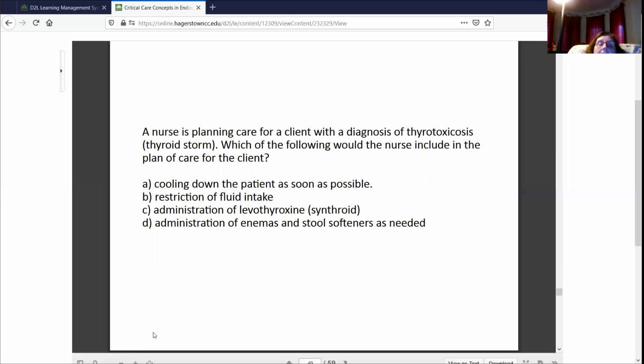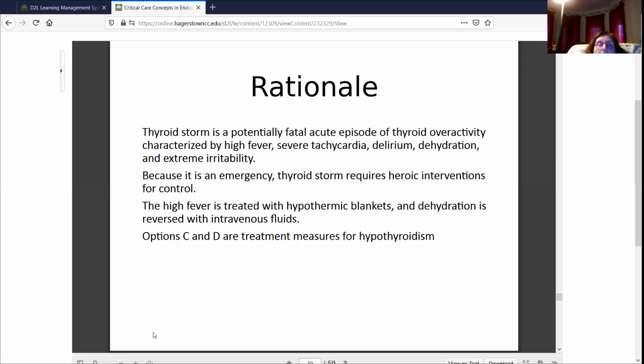A nurse is planning to care for a client with a diagnosis of thyroid toxicosis, thyroid storm. Which of the following would the nurse include in the plan of care for the client? A, cooling down the patient as soon as possible, B, restriction of fluid intake, C, administration of levothyroxine, Synthroid, or D, administration of enemas and stool softeners as needed. So it is A, cooling down the patient as soon as possible.